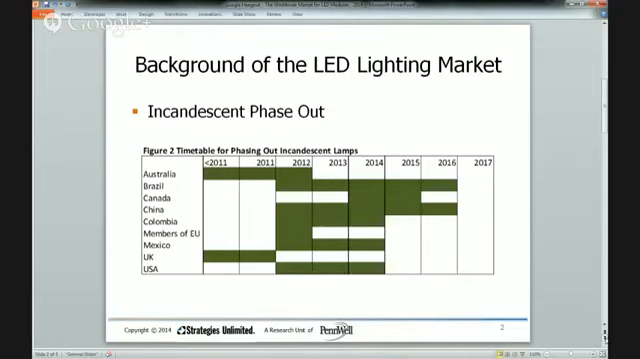And the report was built up very regionally, and that's because of these different phase-out schedules, different government initiatives and incentives, and different light preferences. So it's really important to us that we build up the market regionally.